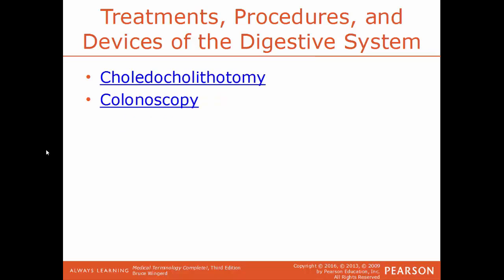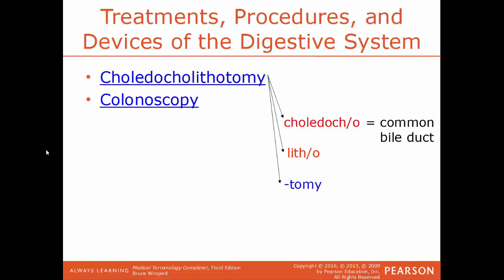Our next term, so if we were to break that long term down, Colodoco is a reference to the common bile duct, litho is a reference to a stone, and tome is a reference to an incision or a cutting. So choledocholithotomy is an incision into the common bile duct in order to remove gallstones.